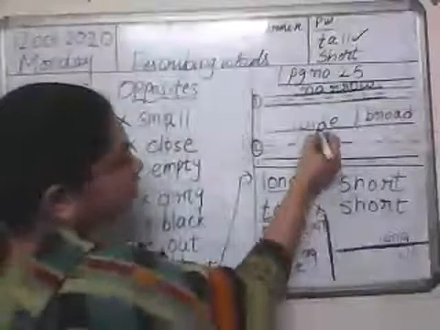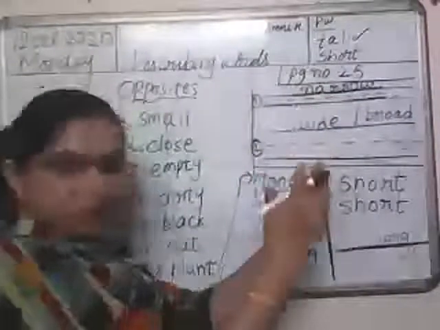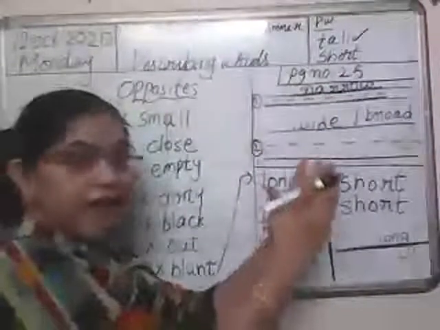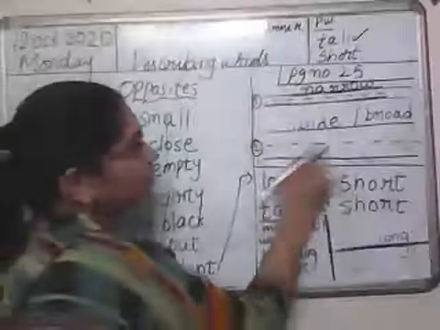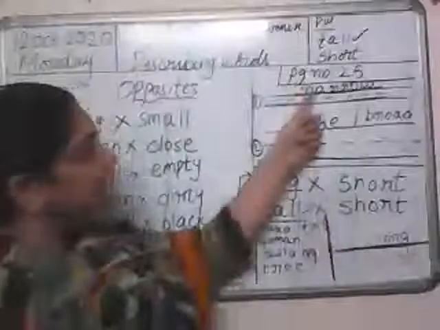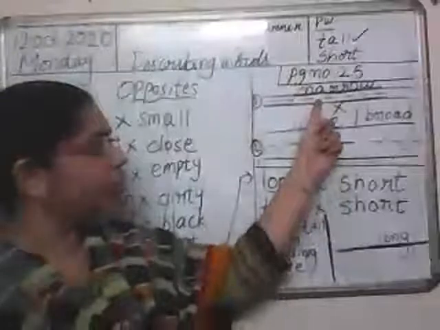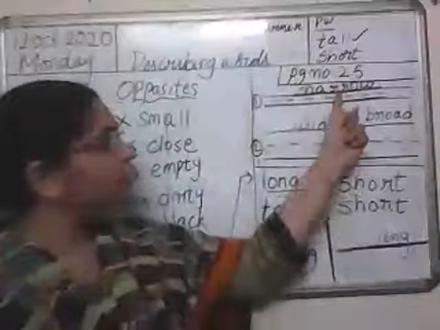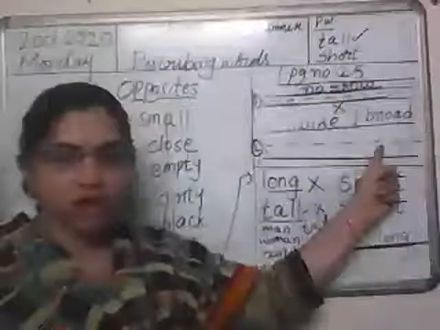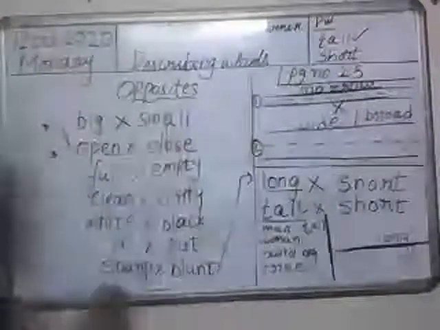Look at this road and look at this road. This is narrow. The space is very little here. So we say it is a narrow road. And when you come here, there is more space. So we say it is broad or wide. So narrow and wide are opposite to each other. Narrow, wide, or narrow and broad. So these are called opposites.